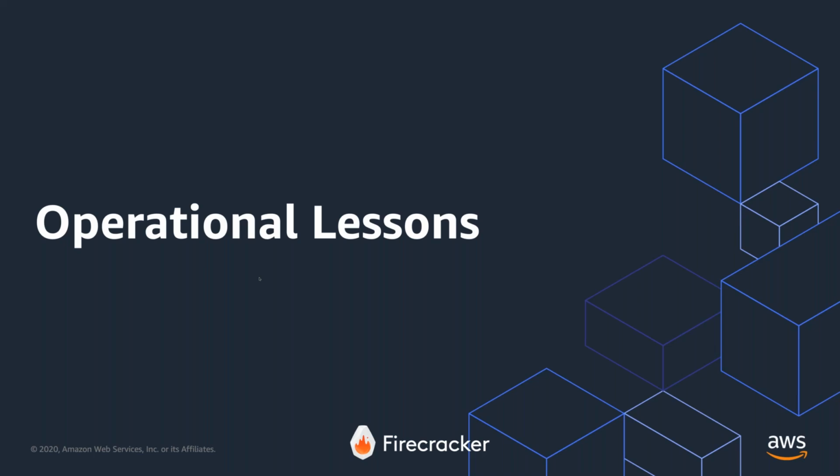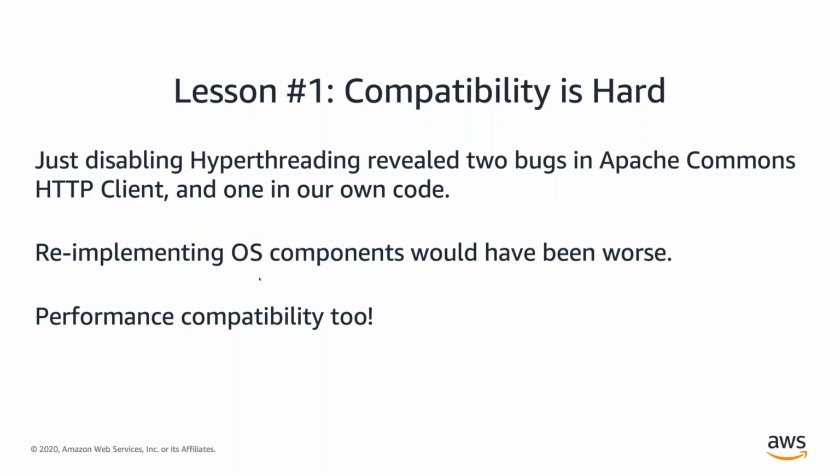Here are some of the things we learned as we rolled out Firecracker to our Lambda fleet. Operational lessons are one of the things that we really bake into Firecracker, and one of the things that we think brings great value as a contributor to the open source community, as we take these lessons that we learn running AWS and build them into the software that we release. Lesson number one is that compatibility is hard.